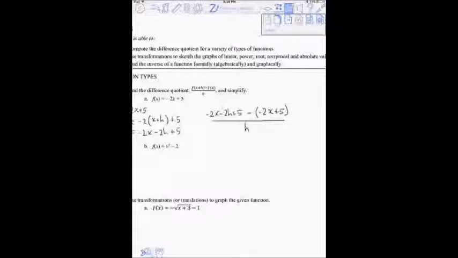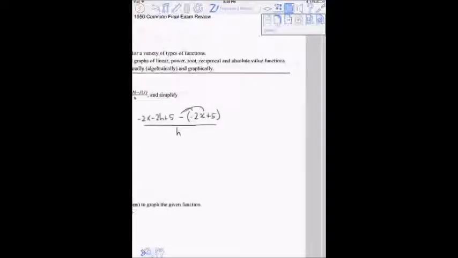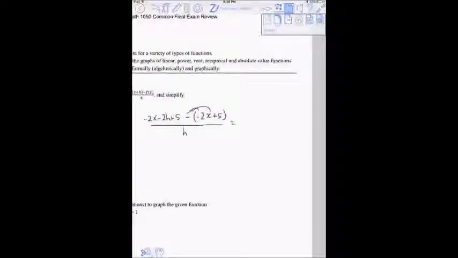Now if we simplify in the numerator, by distributing, we're going to get negative 2x minus 2h plus 5 plus 2x minus 5 all over h. The plus 5 and the minus 5 cancel. The negative 2x and the positive 2x cancel. So that leaves us negative 2h over h. H's cancel. So we have negative 2.